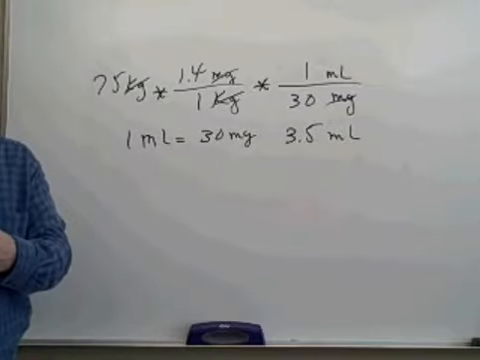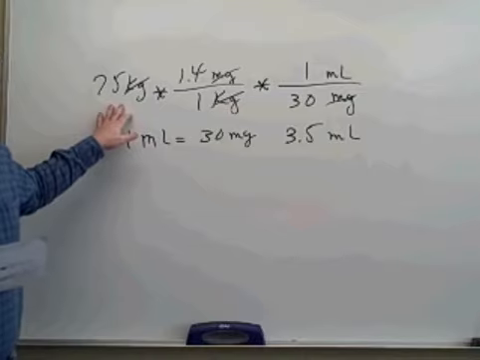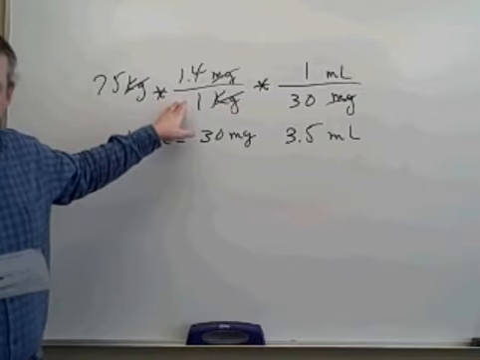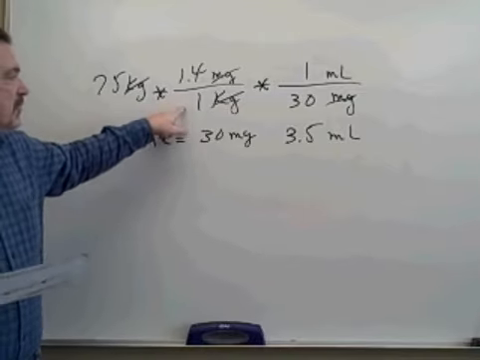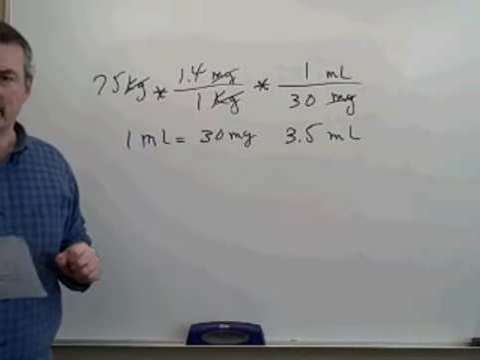And if we drew that amount of liquid out and injected it into the patient, a 75 kilogram patient would be receiving the correct amount of medicine that was to be administered at a rate of 1.4 milligrams to every kilogram of their weight.